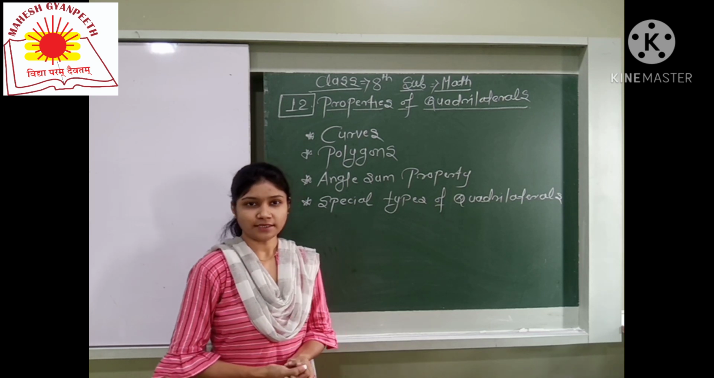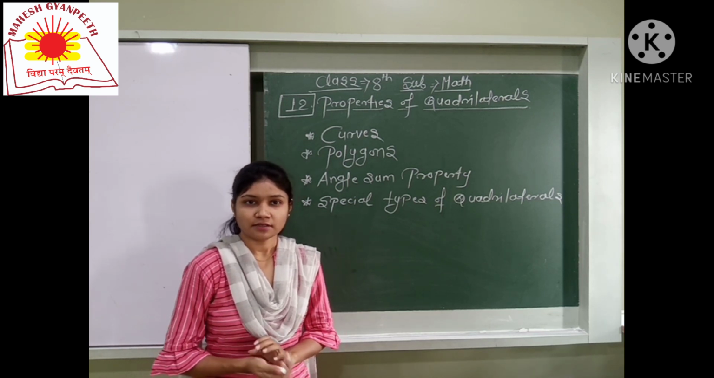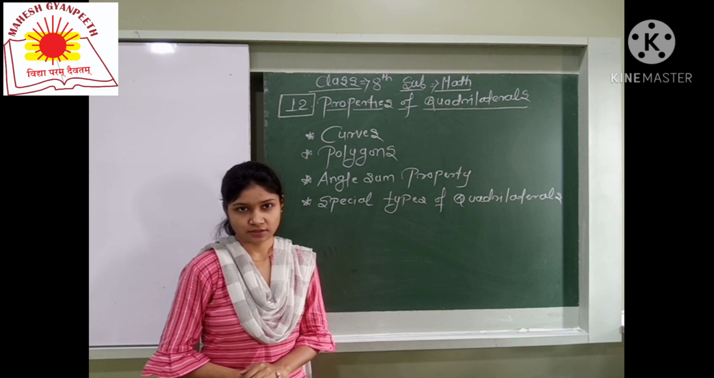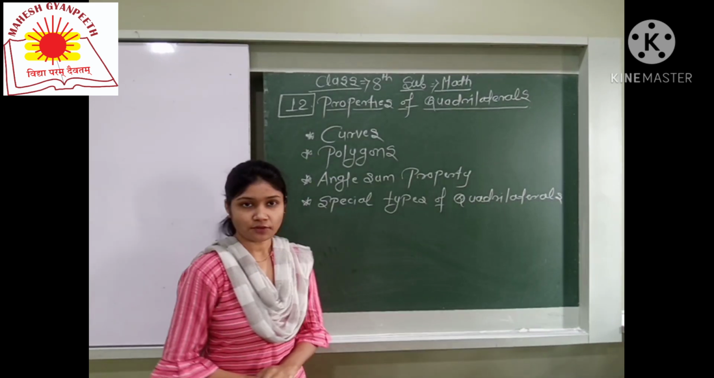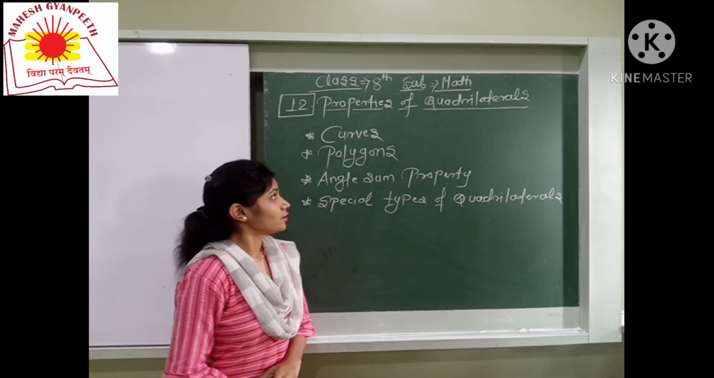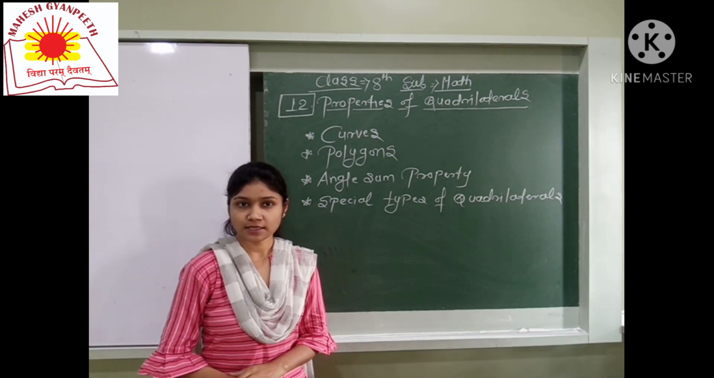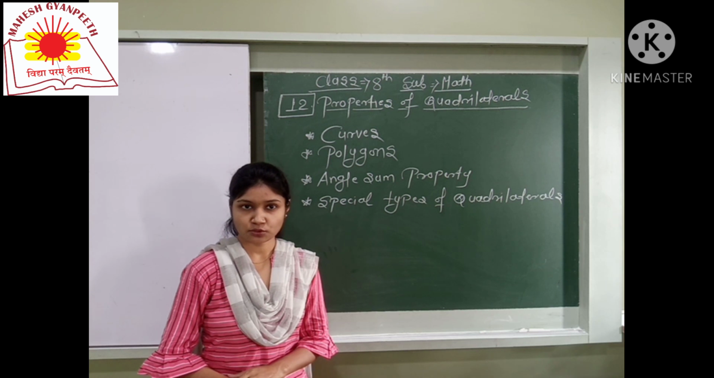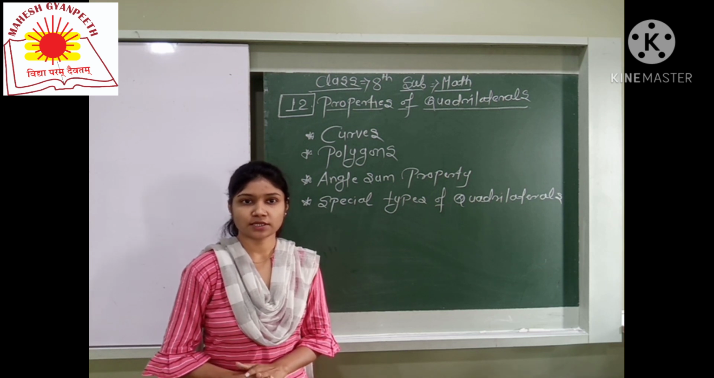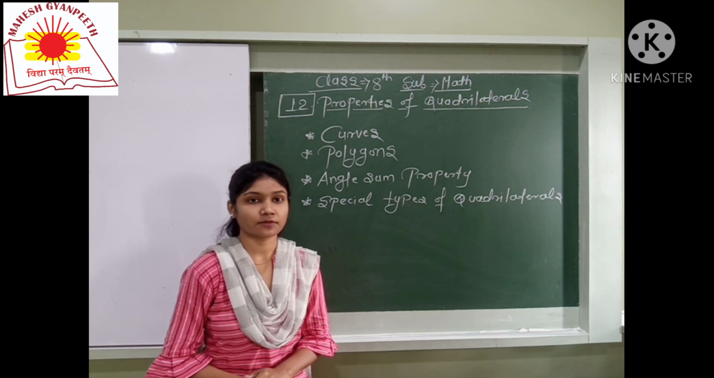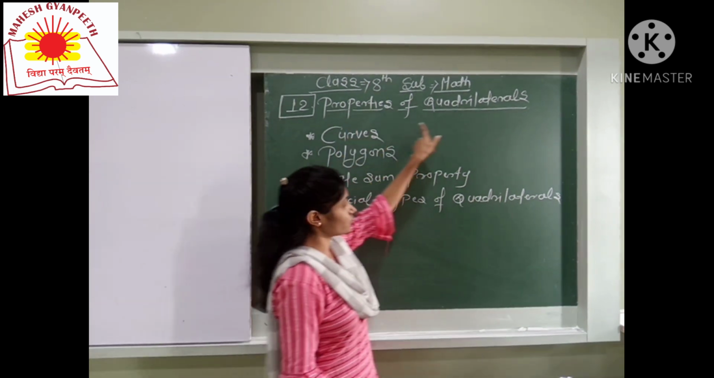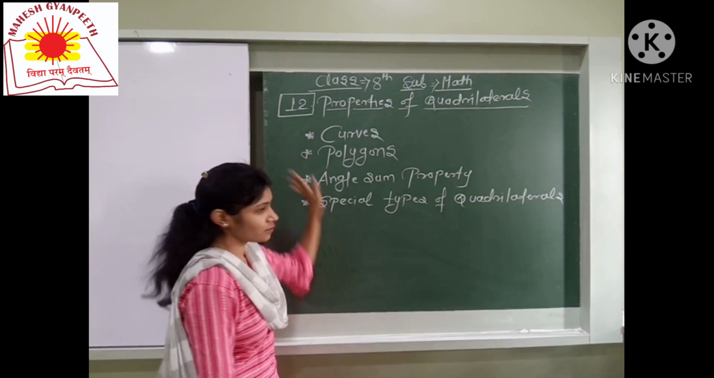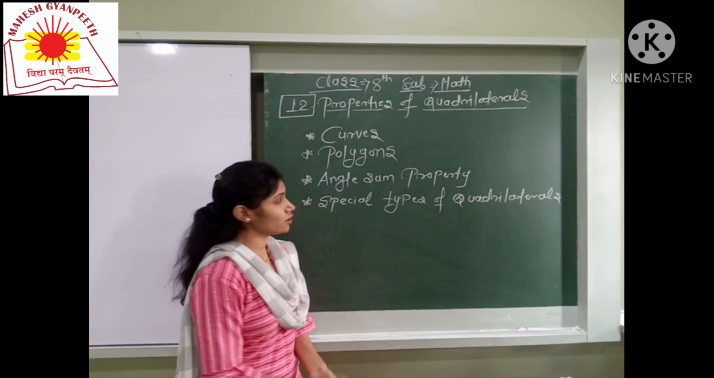Very good morning, students. After rational numbers and exponents, our topic is properties of quadrilateral. It is a part of geometry. Today we will discuss geometry, and the first topic is the first chapter of geometry, properties of quadrilateral. It is chapter 12 in your textbook.